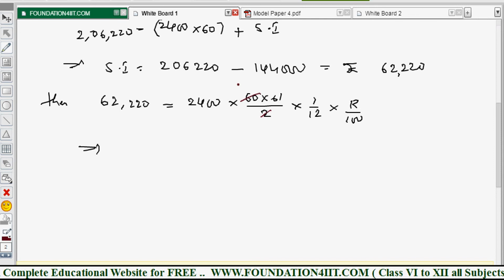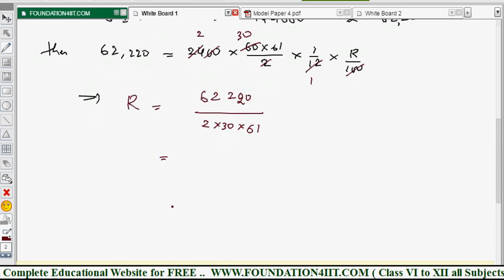So 2 ones are 2, 30 left, the hundreds, 2 zeros cancel, and 12 ones are 12, 2 twelves are. So everything will get cancelled. Then finally R is equal to 62,220 divided by your 2, 30 left, into 61 also. So 2 into 30 into 61, take it to the other side. This we have to simplify again. So the zeros get cancelled, and 2 table, that is 3,111. Again cancel with 3 table. So finally 3,111 by 3 into 61.